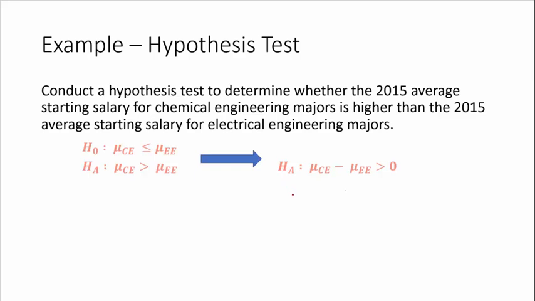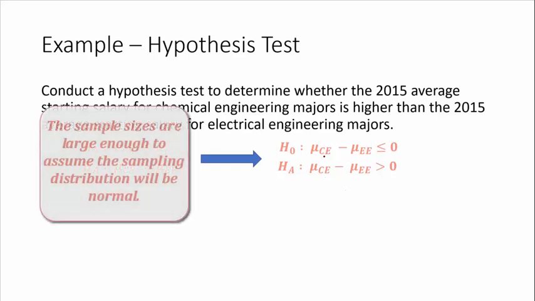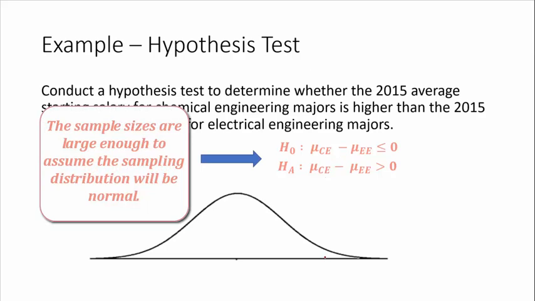Our alternative hypothesis is that when we take the average for chemical engineers and subtract out the average for electrical engineers, we will have a positive value. Chemical engineers make more than electrical engineers. So if I take chemical engineers and subtract out electrical engineers, I should get a positive value. I'm looking for some difference between the two that's statistically far above 0. That means our null hypothesis is that chemical engineers minus electrical engineers will be no different from 0 or maybe even less than 0. So when we work hypothesis tests, we should always start with a graph.